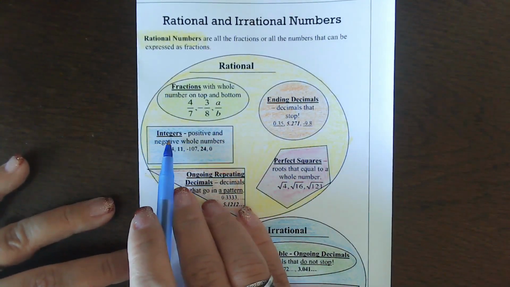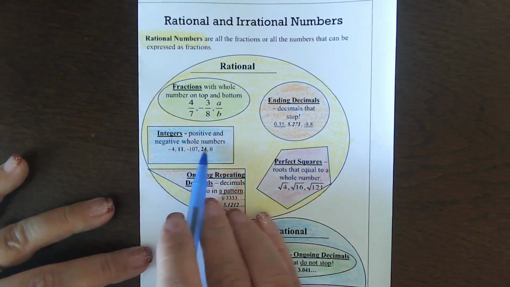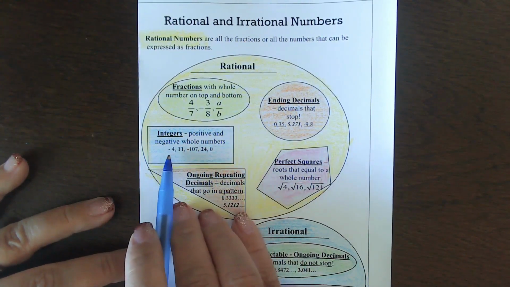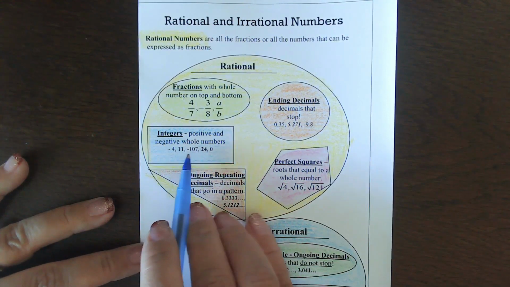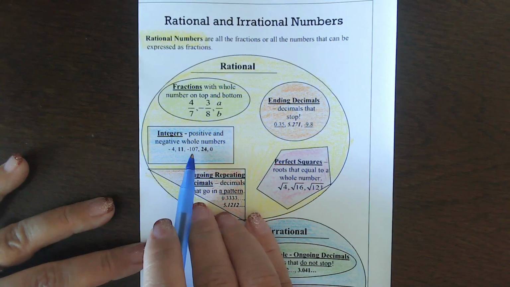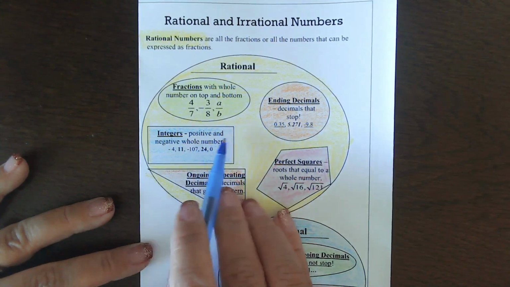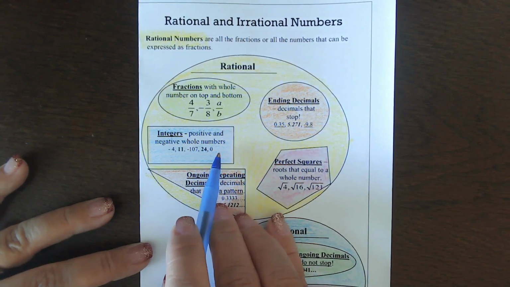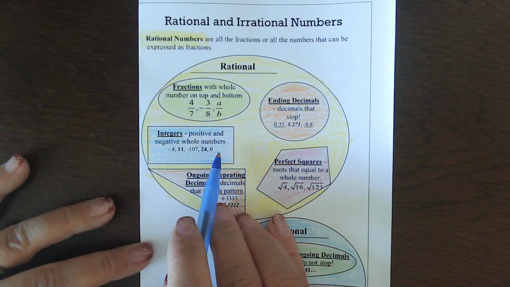Integers are rational. Integers are positive and negative whole numbers. They are rational. Negative 4, 11, negative 107, 24, 0 are just some examples of positive and negative numbers. If it is just a whole number, that is a rational number.